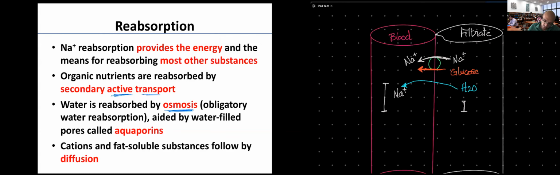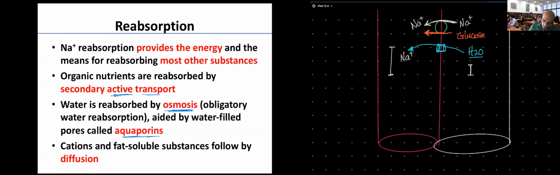And the water reabsorption is going to be taking place through channels that we call aquaporin channels. Those are pores that will allow water to travel. Those are my aquaporins or aquaporin channels.